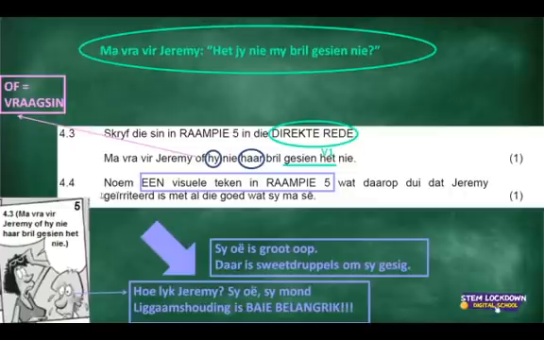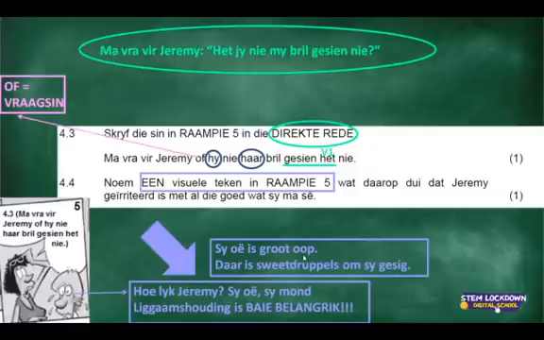Goed, dan sê 4.4, noem een visuele teken in raampie 5, wat daarop dui dat Jeremy geïrriteerd is met al die goed wat sy ma sê. So one visual sign. Name one visual sign. What do you see from this frame, to indicate that Jeremy is irritated with his mother. So wat sien ons? Ek sê hierso, hoe lyk Jeremy? Sy oë, sy mond. Liggaamshouding is baie belangrik. The body language is extremely important. So wat sien ons? Dat hy geïrriteerd is.